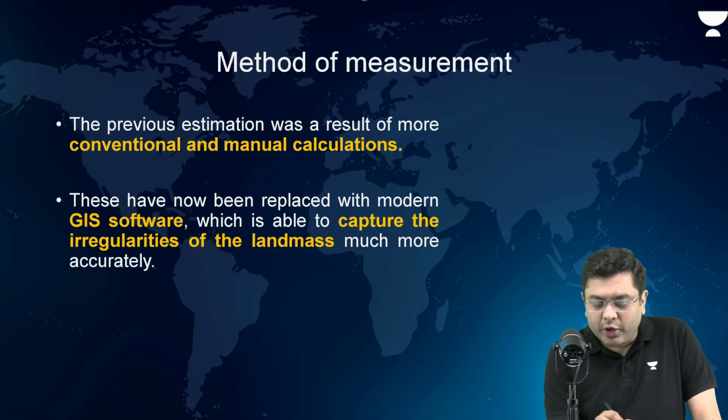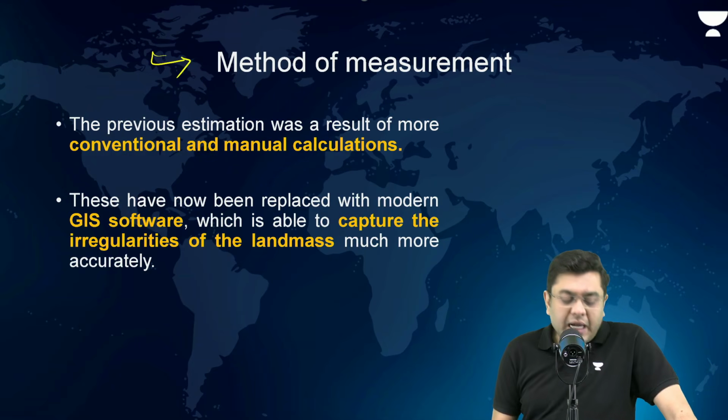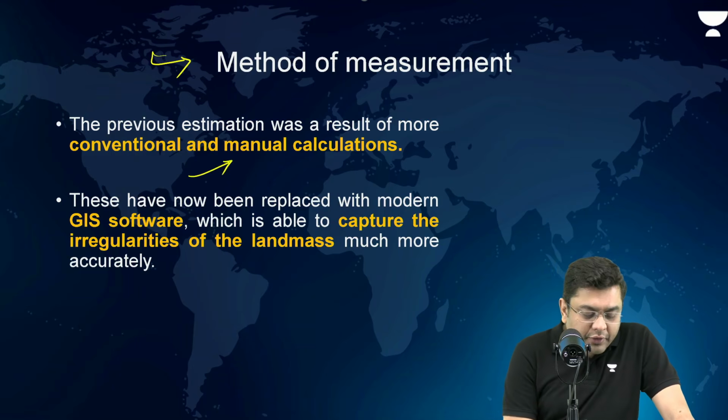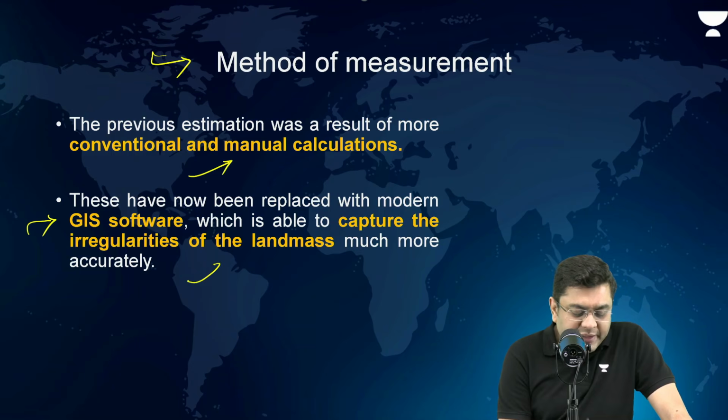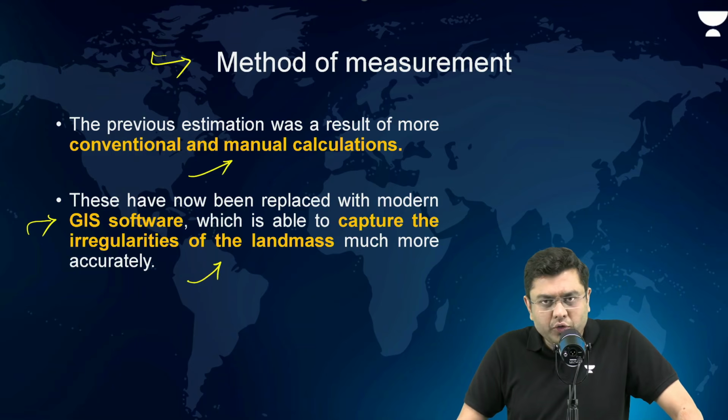Also, the method of measurement has changed. Earlier, you had conventional and manual calculations, and now we are resorting to GIS software, which is able to capture the irregularities of the landmass much more accurately.